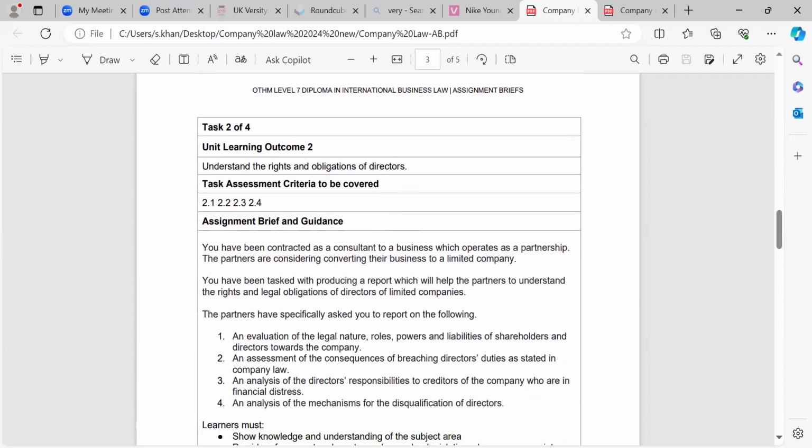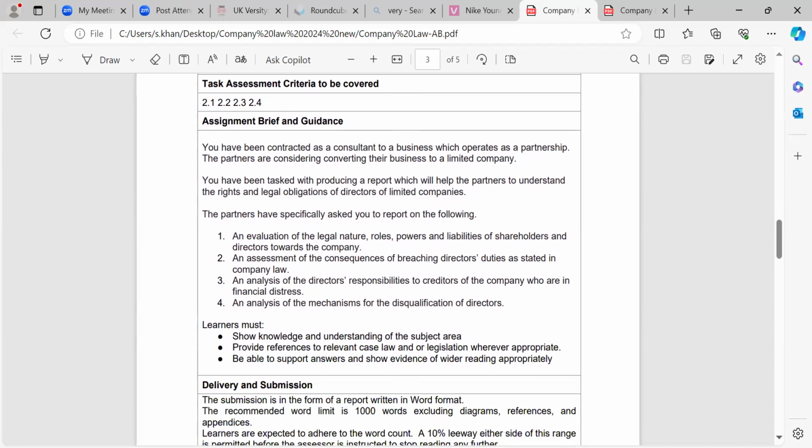Then we go on to task 2 of 4, which is looking at unit learning outcome 2. So understanding the rights and obligations of directors. All this is in your slides as we've been going through. Task assessment criteria to be covered: 2.1, 2.2, 2.3, and 2.4. The assignment brief and guidance. So you have been contracted as a consultant to a business which operates as a partnership. The partners are considering converting their business to a limited company.